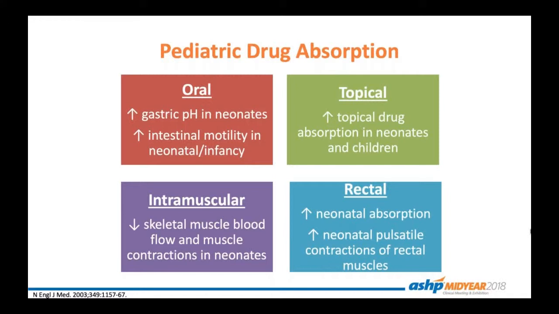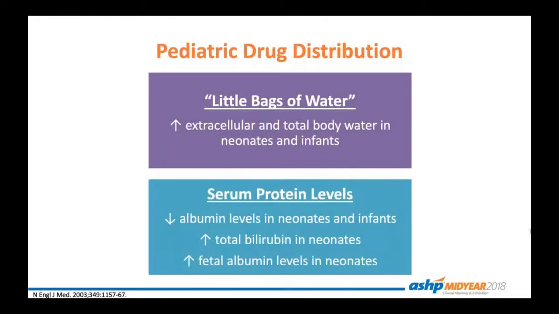Topical drug absorption is increased in neonates and children as they have a larger body surface area to body mass ratio, as well as thinner skin in the neonatal population. Intramuscular dosing absorption can be altered due to a decreased skeletal muscle blood flow in the neonatal population. And finally, rectal drug absorption is increased in the neonatal population. However, neonates also have an increased pulsatile contraction rate of the rectal muscles, therefore decreasing time available for drug absorption.